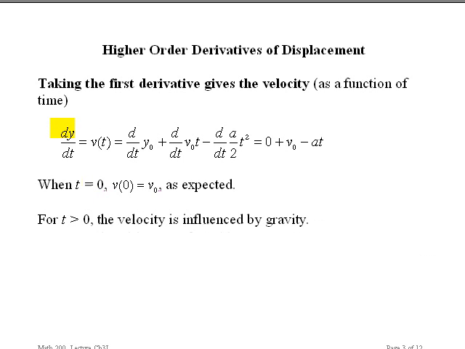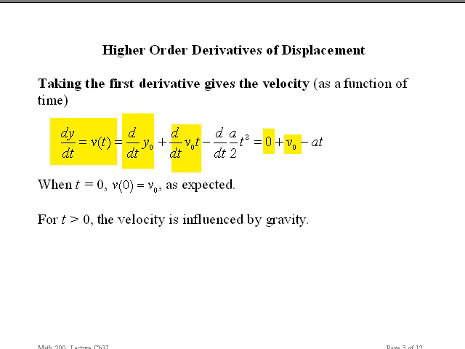So here I'm going to take the first derivative with respect to time, and that will give me the time-dependent velocity. So I have to apply the d by dt to each term in the equation. So d by dt times y0. y0 is just a constant, so that's 0. Then I take the derivative with respect to time of the term v0 times t. v0 is a constant, and if I'm taking d by dt of t, that's 1. So I just get v0 here, which is the initial velocity.